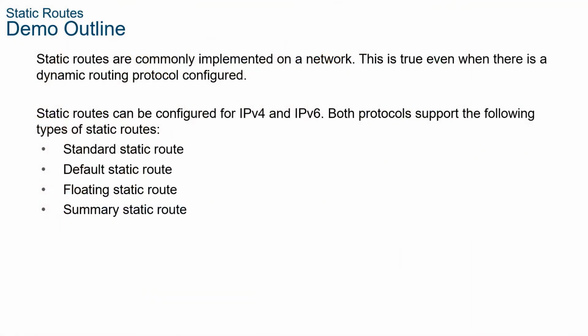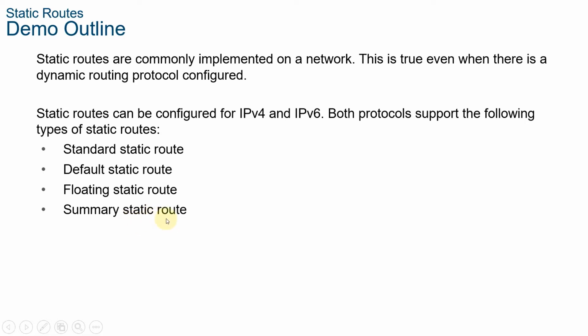So for the demo outline, static routes are commonly implemented on a network. This is true even when there is a dynamic routing protocol configured. Static routes can be configured for IPv4 and IPv6. Both protocols support the following types of static routes: the standard static route, the default static route, the floating static route, and the summary static route.